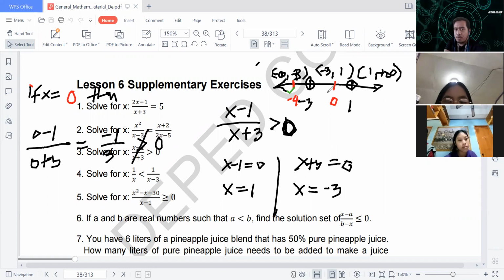So it means this portion should not be included in your solution set, because these values here cannot make your inequality true.